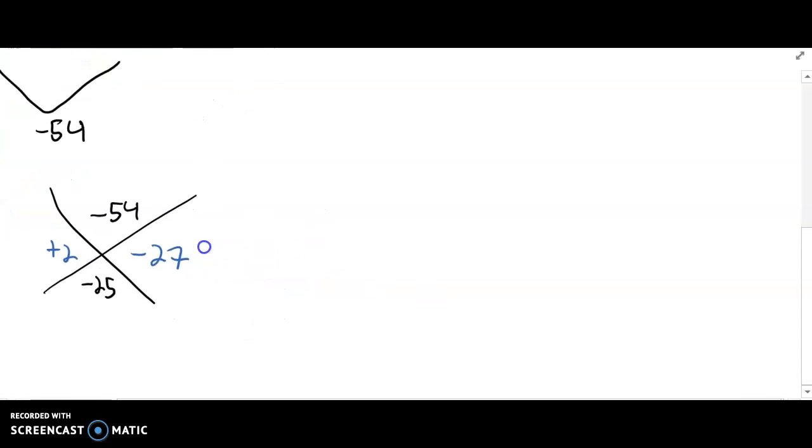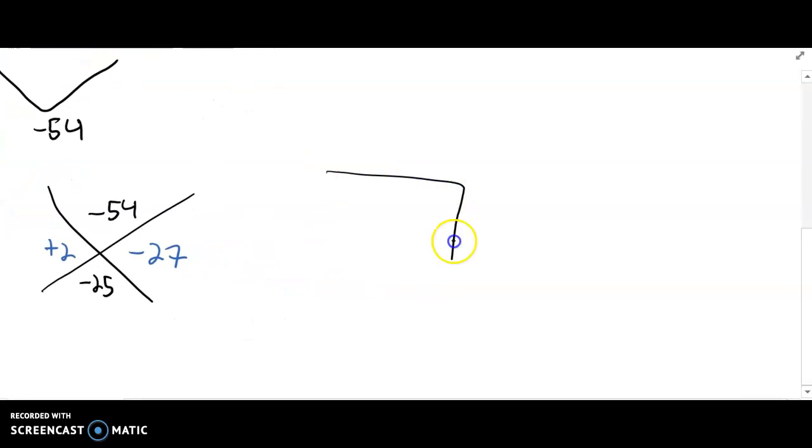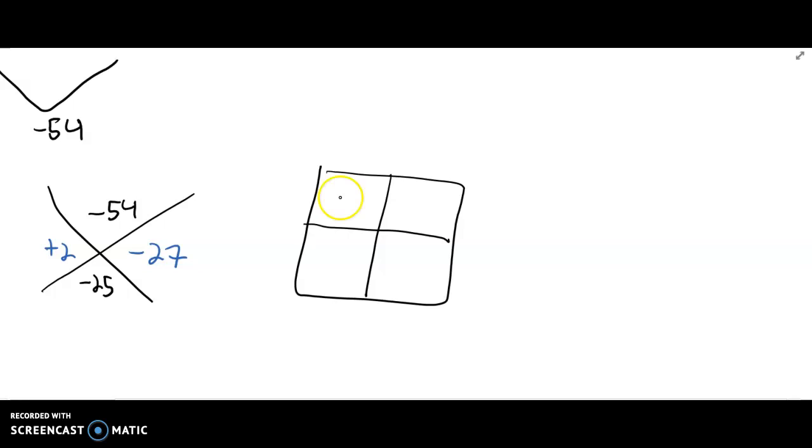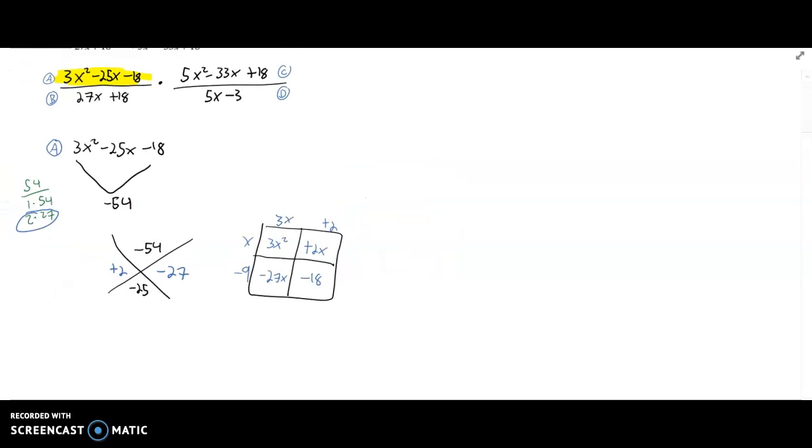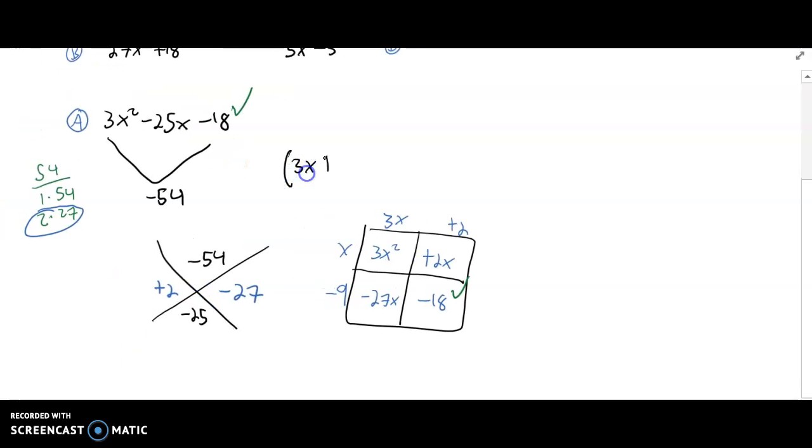Great. Now I'm ready to make my square. Okay, I've got 3x squared, 3x, x, minus 27x. I can take out a 9 here, plus 2, minus 18. And then this minus 18 matches that. So I'm all set. The factors for my numerator are 3x plus 2 and x minus 9.